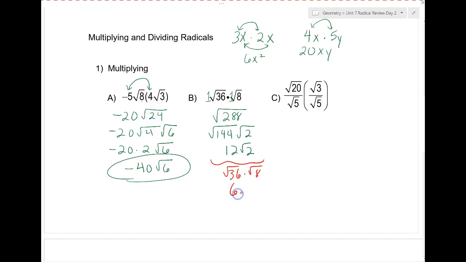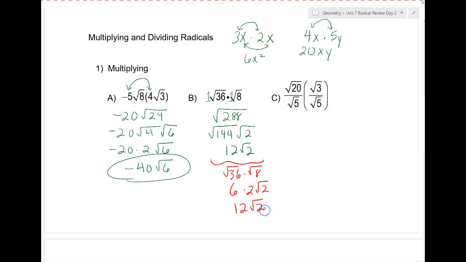Okay, what's the square root of 8? You go 2 root 2, right? Because remember, the square root of 8 is the square root of 4 times the square root of 2, so that's going to be 2 root 2. Now, can I go ahead and multiply these together? I can. What's 6 times 2?